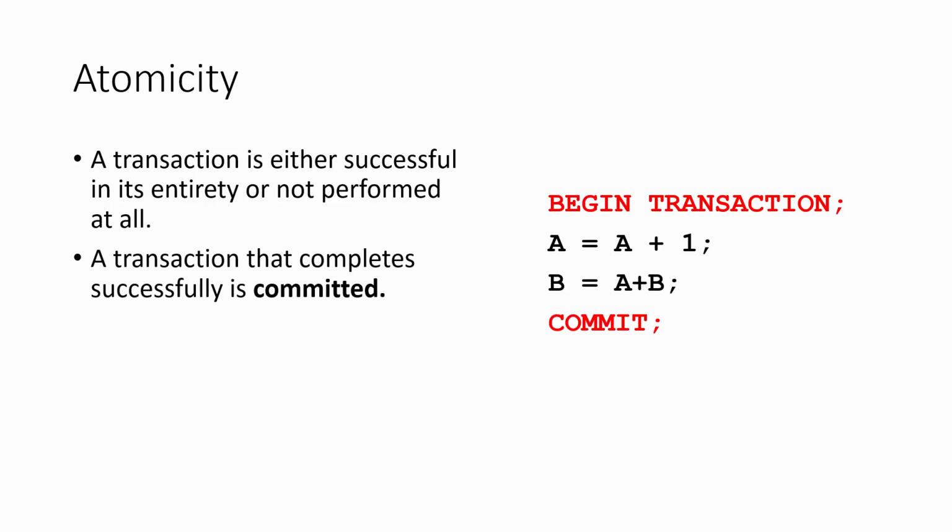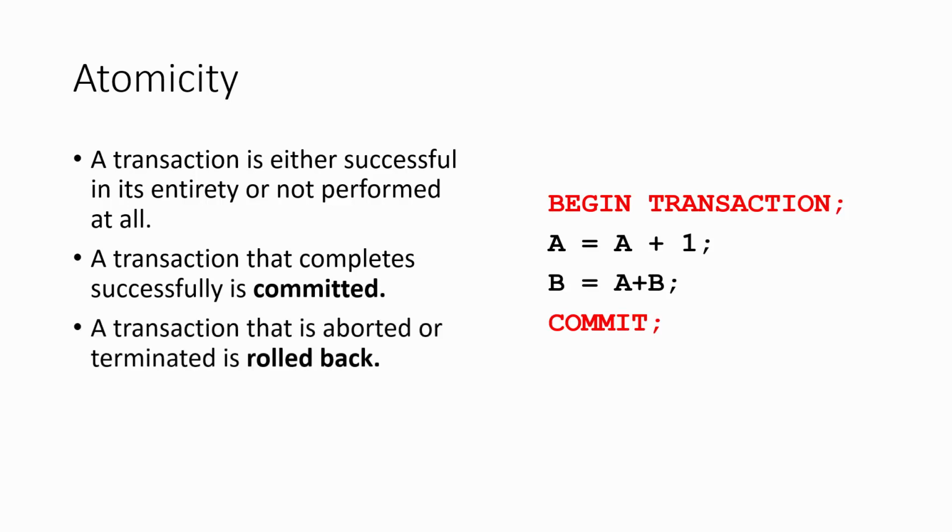A transaction that completes successfully is committed to the database, and its effect will always be in the database. A transaction that is aborted or terminated midway before we reach the commit point has to be rolled back. Therefore, atomicity guarantees that a transaction happens entirely or not performed at all. This is a property that databases have to guarantee for applications if they require it.